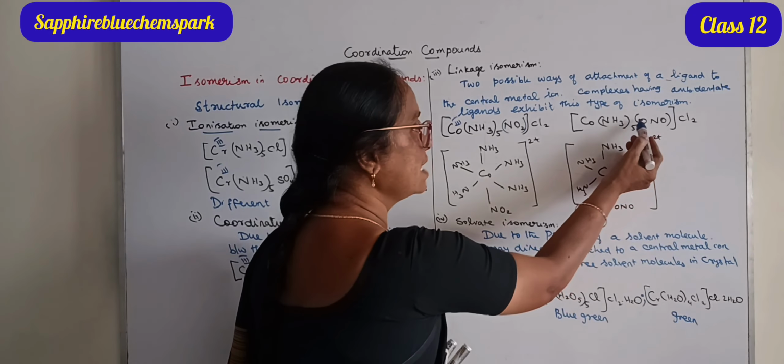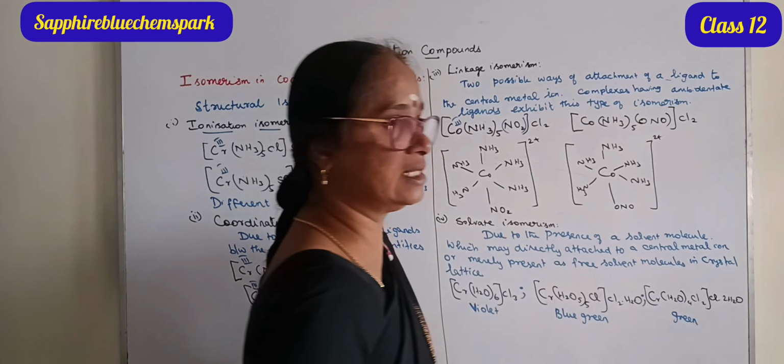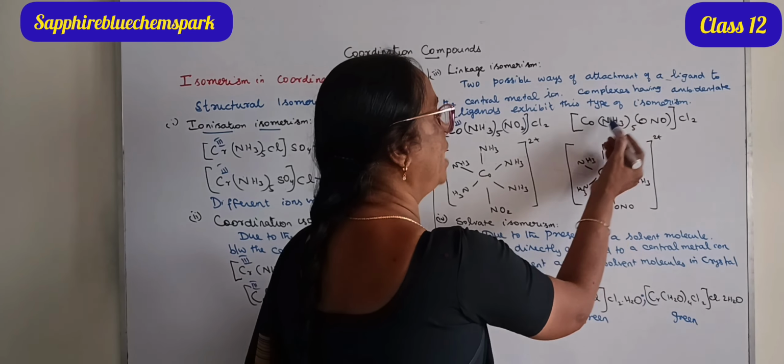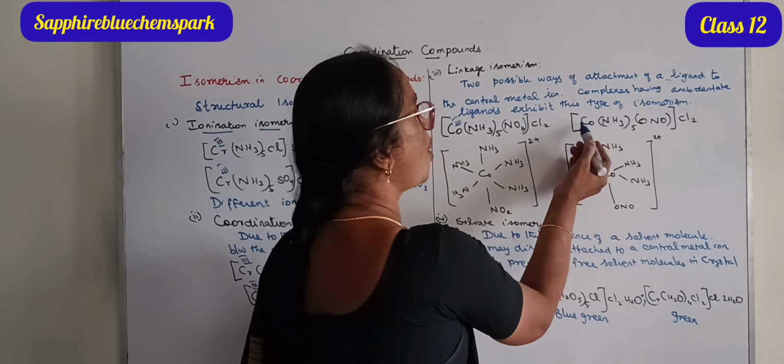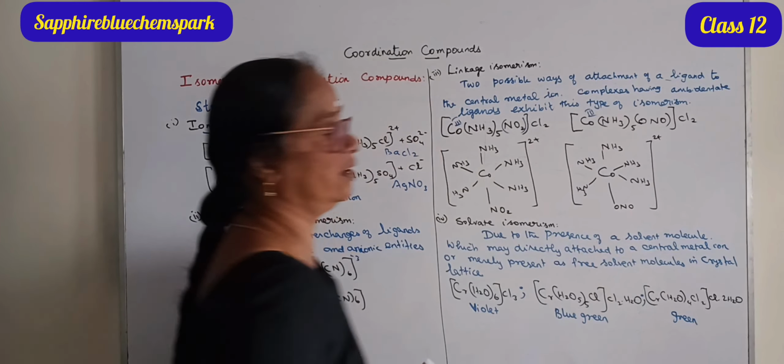Here the oxygen is directly bonded to the cobalt, not the nitrogen. So here how will we write the complex? Pentaamminenitrito-O cobalt(III) chloride. That means we will write O, cobalt 3, chloride.